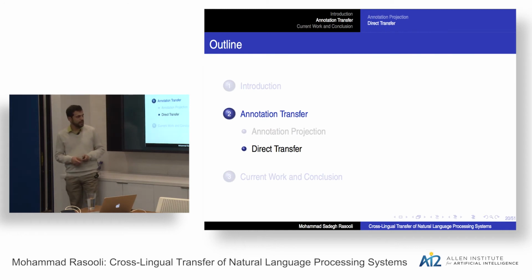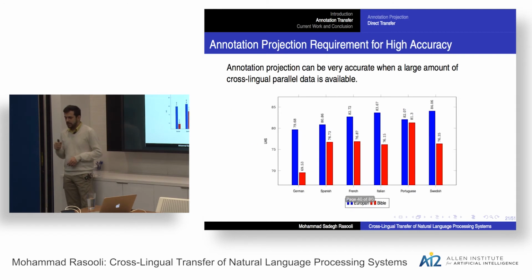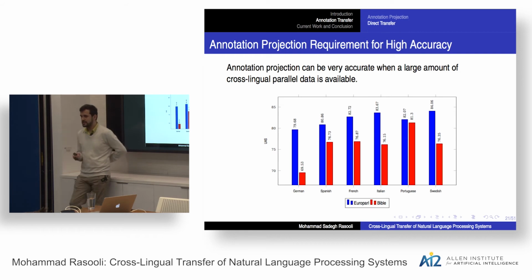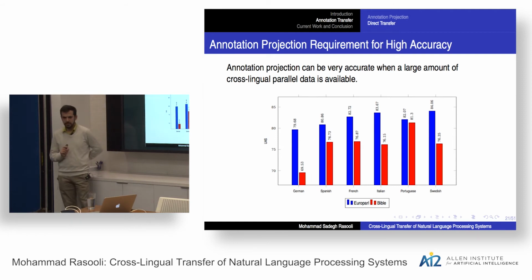So remember that direct transfer was training directly on annotated data in source languages. The reason that I'm thinking about direct transfer is that in the scenario where we have a big amount of parallel translation data, the blue bars, like the Europarl data consisting of about 2 million sentences, we get very good accuracies. But what if we don't have such big data? Here the red bar shows the situation where we use just the Bible data, which is roughly 100 times smaller than the Europarl data. There's a big drop in accuracy on every language that we have.